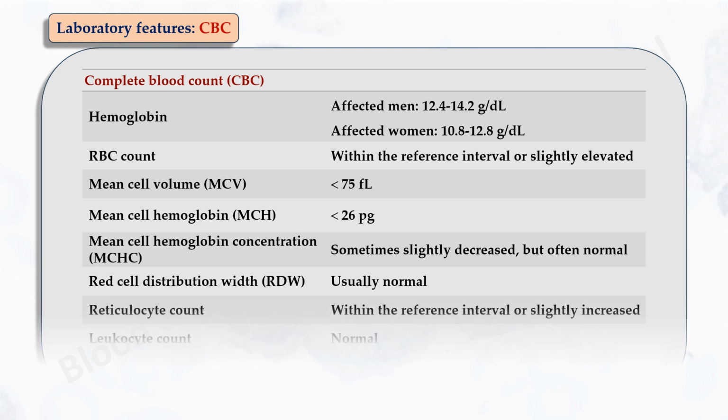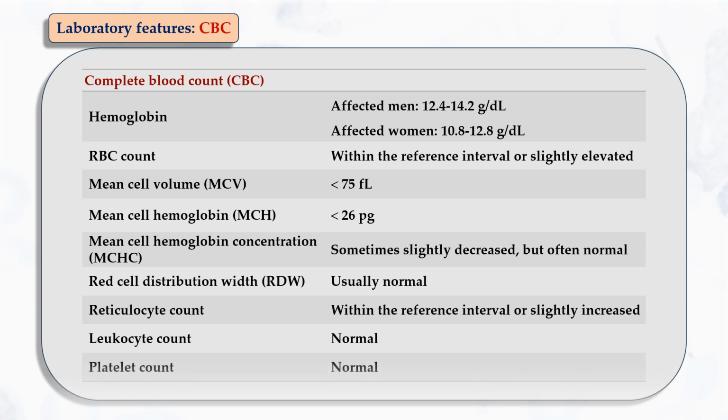The MCHC is sometimes slightly decreased, but often normal. The RDW, a measurement that reflects red cell anisocytosis, is usually normal. The reticulocyte count is within the reference interval or slightly increased. In uncomplicated cases, the leukocyte and platelet counts are normal.